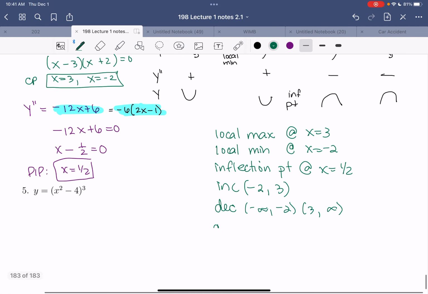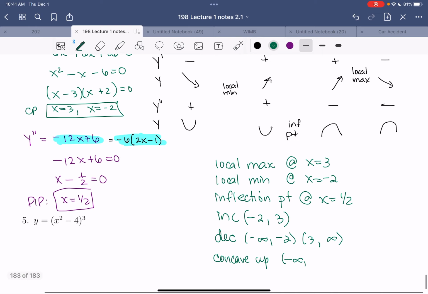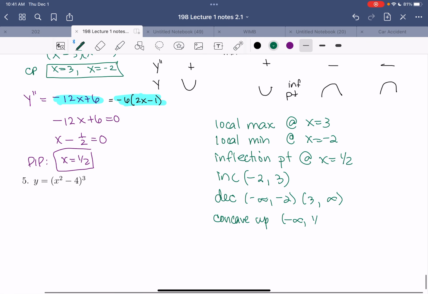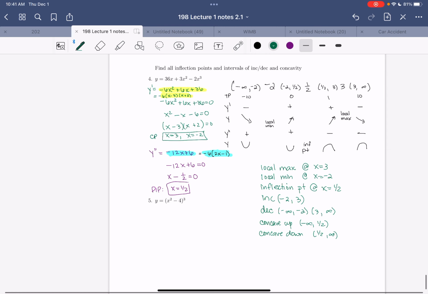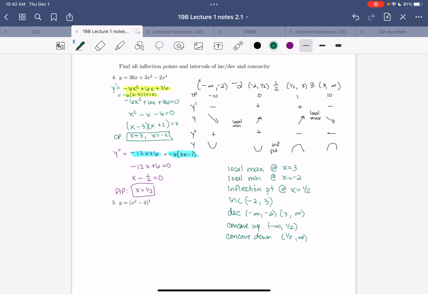And then lastly, it is concave up on those first two intervals from negative infinity to 1/2. And it is concave down from 1/2 to infinity. Okay, so there is all my work for that one. That one takes up quite a bit of space.